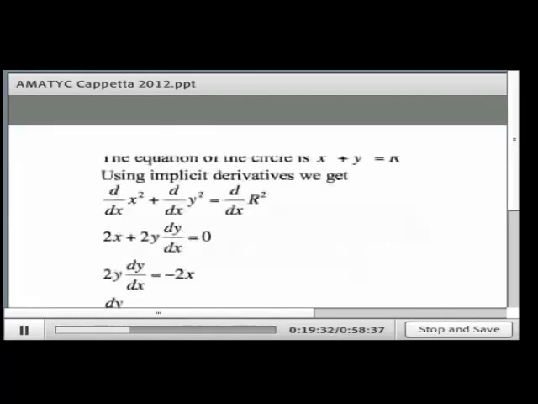Then we go through the standard procedure, the equation of a circle centered at the origin, which is fine in this case. x squared plus y squared is r squared. We can certainly establish that dy/dx, the slope of the tangent, is going to be negative x over y. So if the two slopes are negative reciprocals, that's indicative of the fact that the lines are perpendicular.